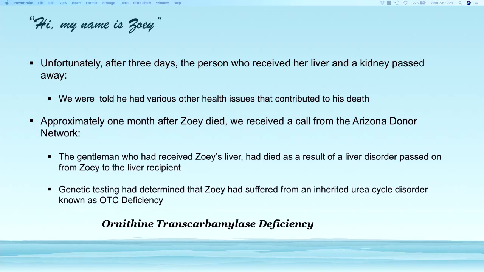Approximately 1 month after Zoe died, we did receive a call from the Arizona Donor Network, and they were reading a letter to me over the phone that they had received, and it basically said that the gentleman who had received Zoe's liver had died as a result of a liver disorder passed on from Zoe to the liver recipient, and that genetic testing determined that Zoe had suffered from an inherited urea cycle disorder known as OTC deficiency, or ornithine transcarbamylase deficiency.